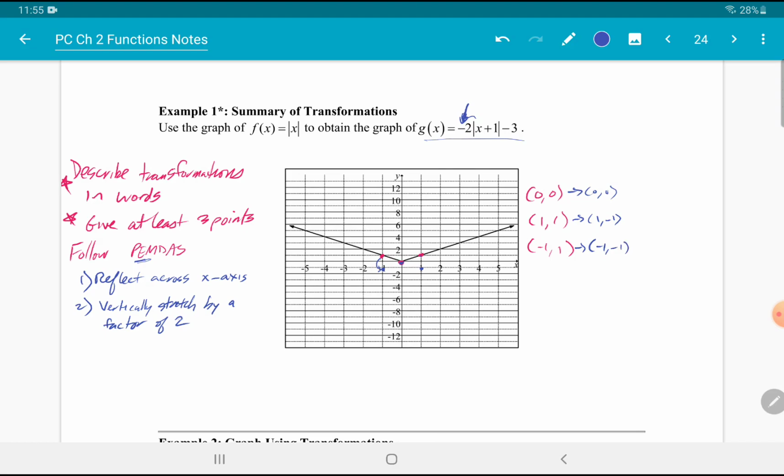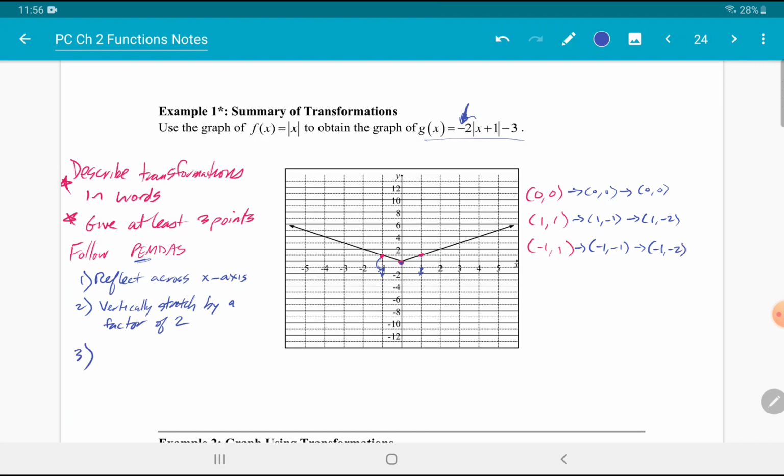And then we want to vertically stretch the graph by a factor of 2. So each of these gets stretched by a factor of 2. Remember that idea of Play-Doh. We're going to stretch this. Now 0, 0, if we stretch it, still becomes 0, 0 because you're stretching it from the center point of 0 along the x-axis. But everything else gets stretched by a factor of 2. So 1, -1 will now go to 1, -2. And -1, -1 will now go to -1, -2.